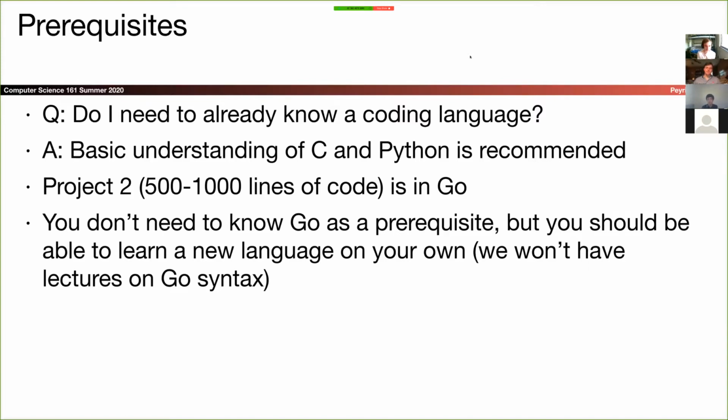And as I said before, project 2 is a very big project. It's like 500 to 1,000 lines of code. Project 2 is written in Go, and we don't expect you to know Go as a prerequisite, but hopefully you should be able to pick it up on your own as you go. So there won't be any lectures on how to program in Go.